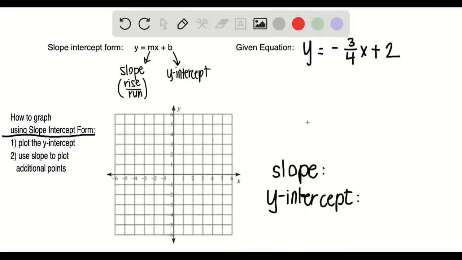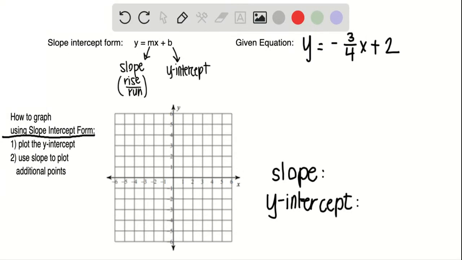In this problem, we are given an equation in slope-intercept form and are asked to find the graph using the slope and the y-intercept. The given equation we have is y equals negative 3/4 x plus 2. What we need to first identify is the slope and the y-intercept.